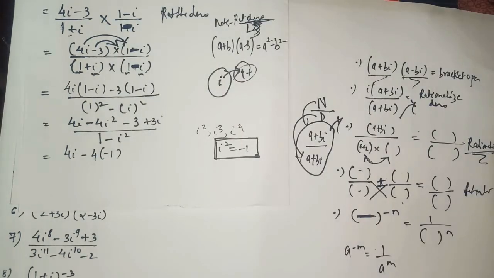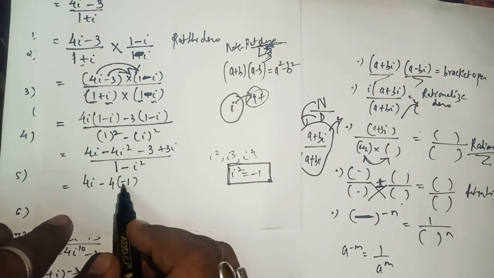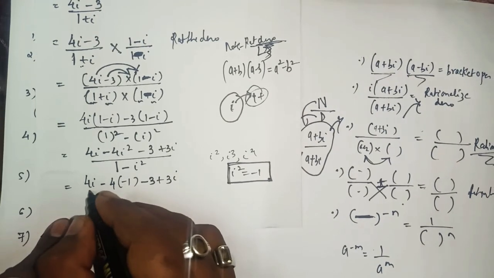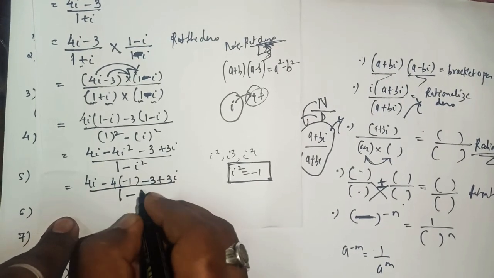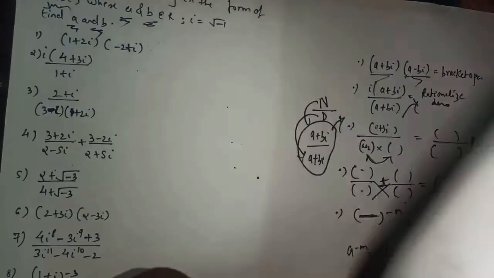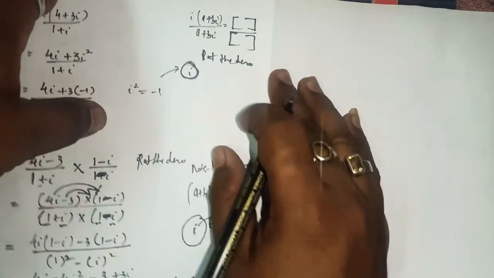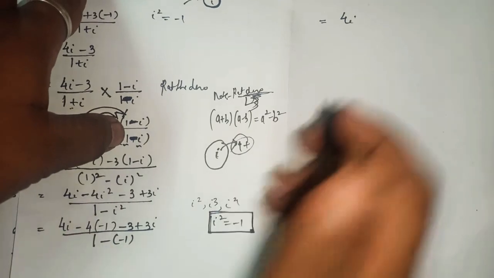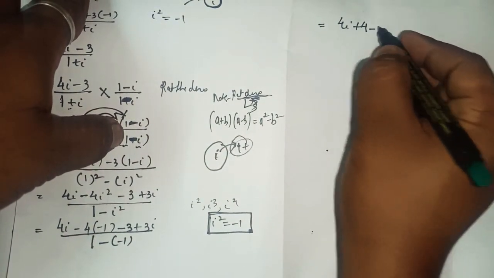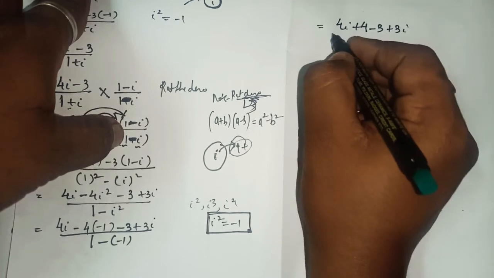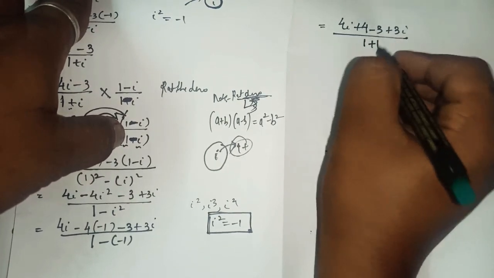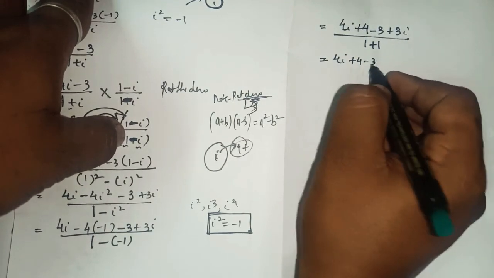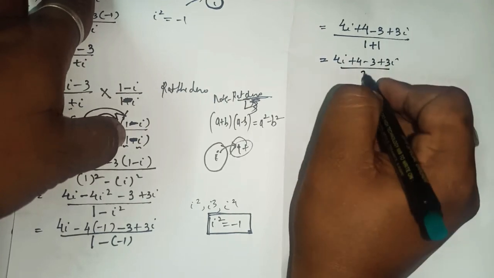So now in place of i square I wrote minus 1: minus 3 plus 3i upon 1 minus, in place of i square we can write minus 1. So after this it will be 4i, minus minus will be plus, minus 3 plus 3i upon 1 plus 1. So 4i plus 4 minus 3 plus 3i upon 1 plus 1 is 2.